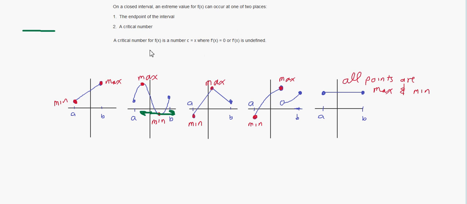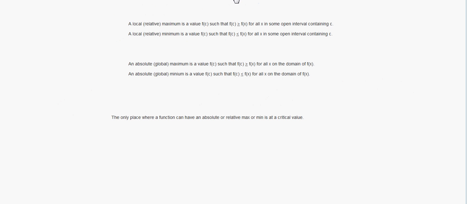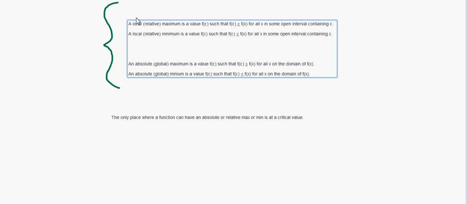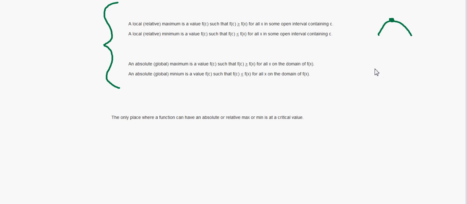All right. So that's just a couple of little diagrams you can look at here to see what the possibilities are. So I mentioned this already. A local or a relative maximum, they mean the same thing. Local and relative are kind of interchangeable here. It is a value c such that f of c is greater than all the other values of f of x on some open interval. So all that means is if you see this little piece of the function, there is a maximum value. That's called a local maximum. Now it doesn't have to be the absolute maximum. It doesn't have to be the highest point on the entire graph.